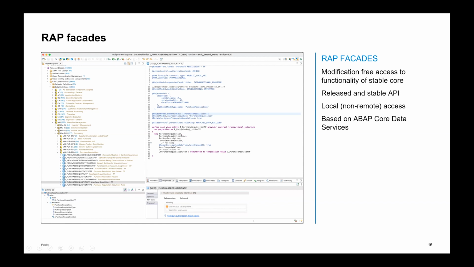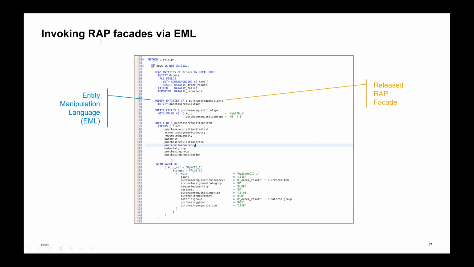Here we have this I_PurchaseRequisitionTP, transactional processing enabled. And here we can see the API state, released as an API, and it can be used in cloud development or for developer extensibility, to be more particular. We can take this and create our new purchase requisition without using the UI, programmatically. And how do we do this? Here, we invoke or trigger the wrap facades using EML, entity manipulation language. It is quite similar to ABAP SQL, let's say. And here, this is how the syntax looks like.